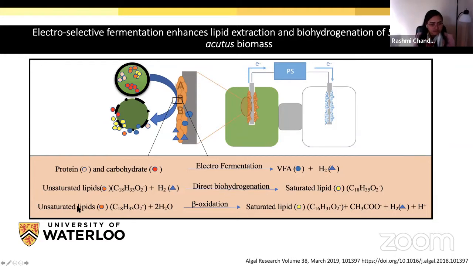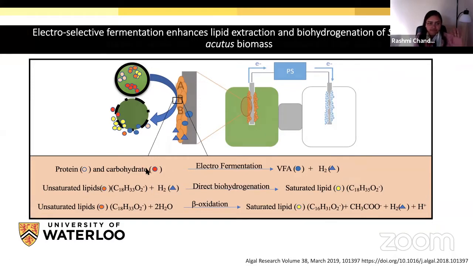There is one more phenomenon that happens. The unsaturated lipids will go through beta oxidation. Beta oxidation is simply a breakdown process, and the unsaturated lipids convert again to saturated lipids, and there is formation of some VFAs and hydrogen too, and this hydrogen will again circle back to direct biohydrogenation. So this was the hypothesis we initially thought of, and then we started working on it.